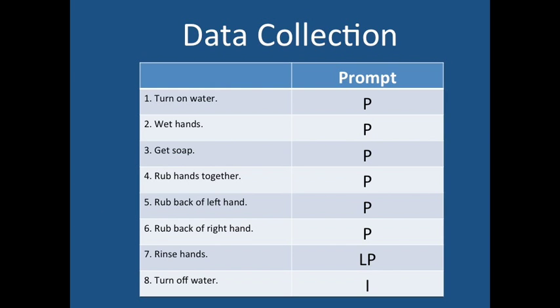When recording the data, you would record a P for steps 1 through 6 as the staff physically prompted Beth to complete those steps. Beth completed step 7 with a light physical prompt, so you would record an LP for step 7. She independently turned off the water, so you would record an I for step 8.